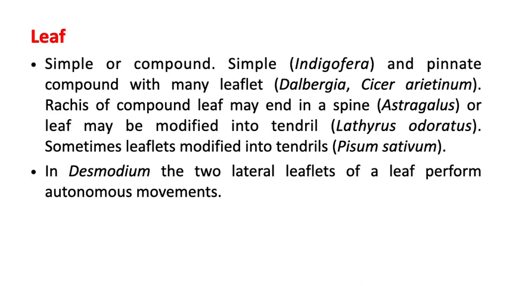Rachis of the common leaf may end in a spine, for example, Astragalus, or the leaf may be modified into tendrils, Lathyrus odoratus. Sometimes leaflets are modified into tendrils. This is seen in Pisum sativum. In Desmodium, the two lateral leaflets of a leaf perform autonomous movements.